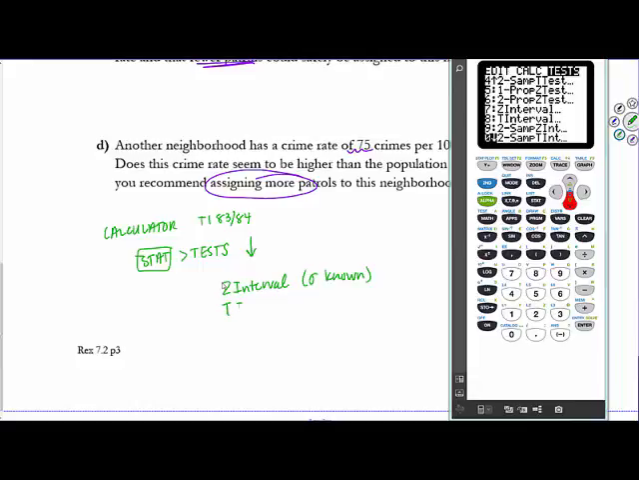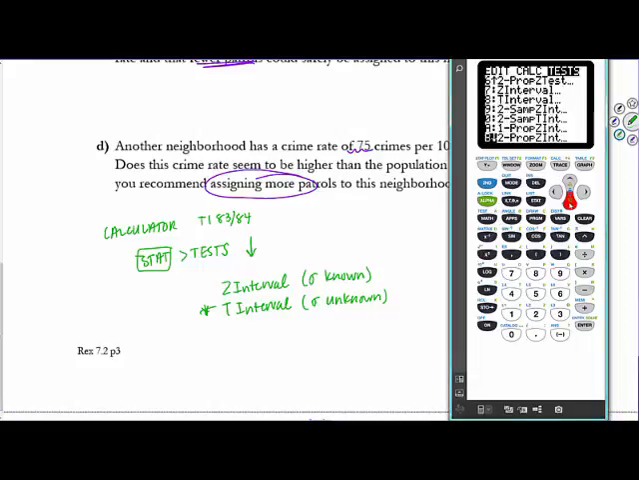Then there's a T interval. We do that when sigma is unknown. And that's what we did in this section. You'll see that there are other intervals also. What happens when we have a 2 sample or when we have a proportion. Keep scrolling down. We'll use those in this class as well. 1 proportion Z interval or 2 proportion Z interval when we're comparing 2 samples. This is in section 7.3 from this textbook.